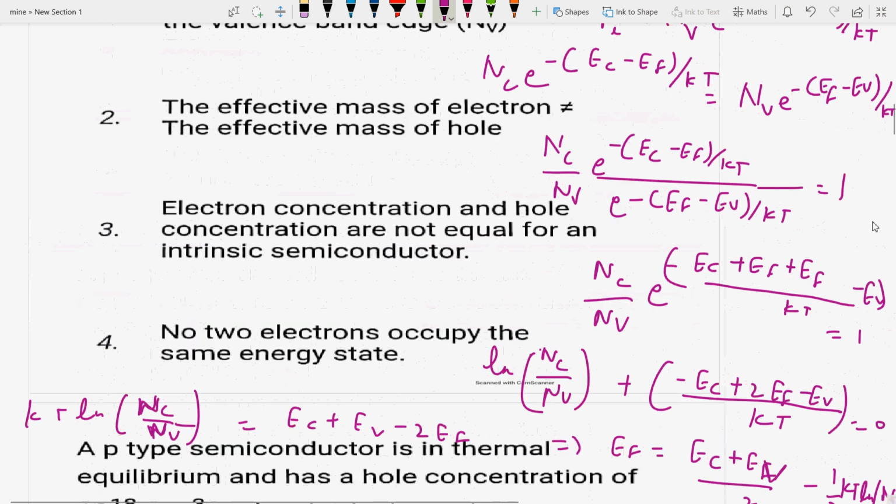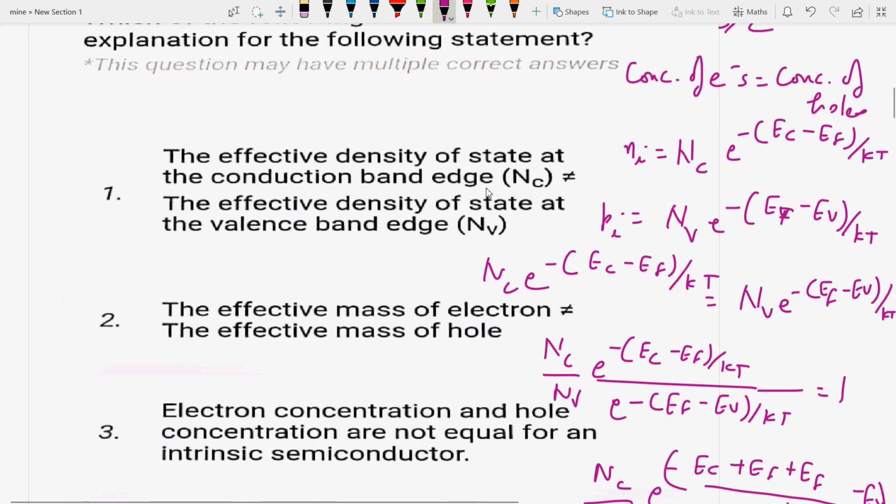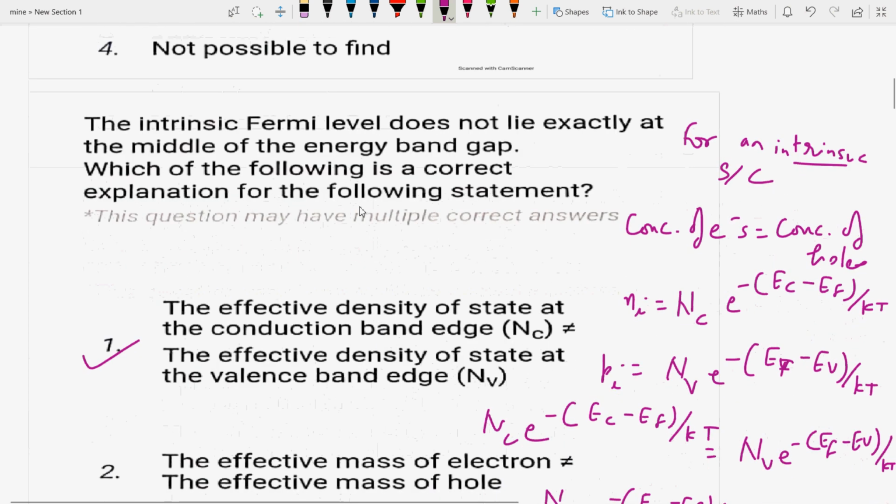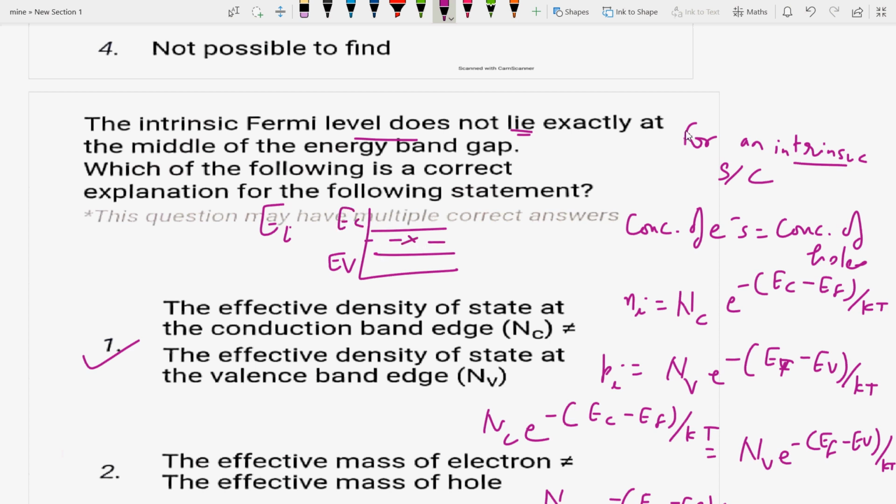Now what are given in the options? You have given the effective density of states at the conduction band edge is not equal to the effective density of states at the valence band edge. So this is true. Yes, it is not equal to that much. The effective mass of electrons is not equal to the effective mass of the holes, because it is asking which of the following is the correct explanation. If the intrinsic Fermi level does not lie exactly, it means if EI does not lie exactly at the middle of the energy band gap, if this is your EV, this is your EC, so this does not lie in the middle of the gap, then what will happen? This NC will not be equal to NV and the effective mass of electrons will not be equal to the effective mass of holes, as you can see.